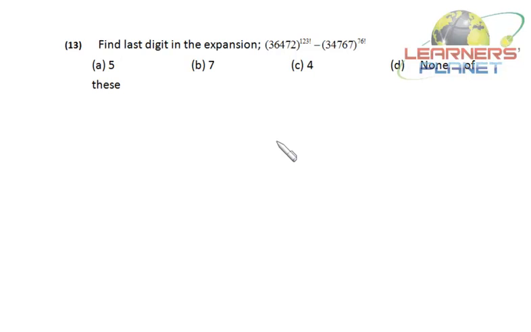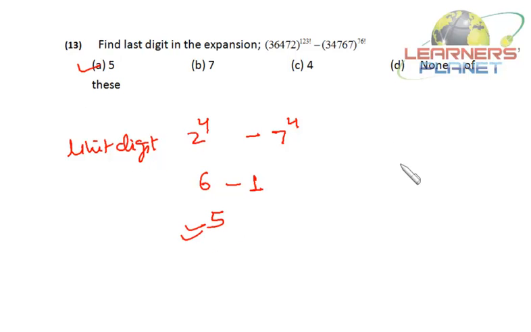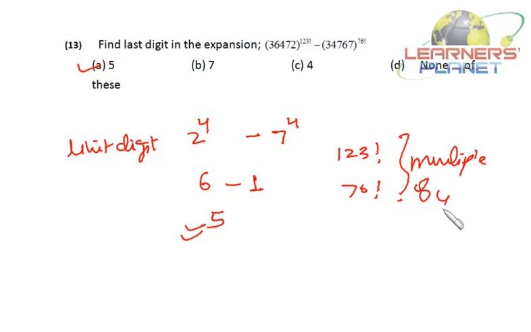So the unit digit of 36472 raised to 123 factorial will be as good as 2 raised to 4, and in this case the other will be as good as 7 raised to 4 unit digit. The unit digit of 2 raised to 4 is 6, and the unit digit of 7 raised to 4 will be 1 only. So the final unit digit will be 5. Just remember that 123 factorial and 76 factorial are both multiples of 4. So in the power cycle we'll get the 4th place.